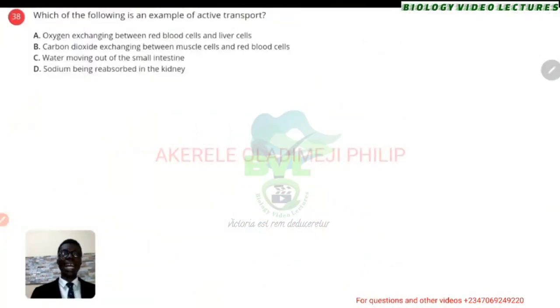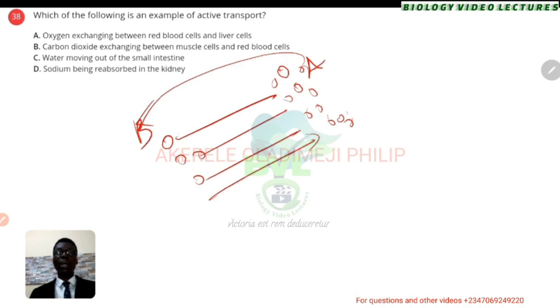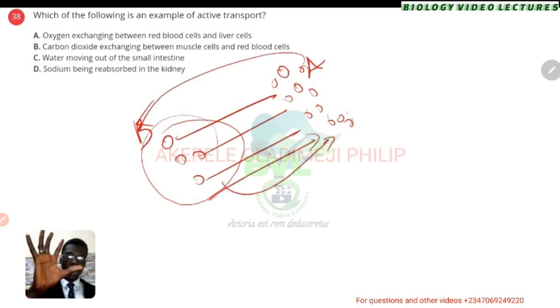Which of the following is an example of active transport? Now, let's start by saying what active transport is. This is the transfer of substances from where they are little to where they are more by the use of energy. Because normally, according to definition, things ought to move from this A to B like this. But according to active transport, even though there are just 4 molecules here, they will still move to this place forcefully by use of energy.